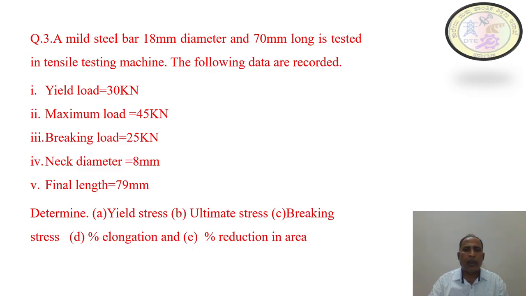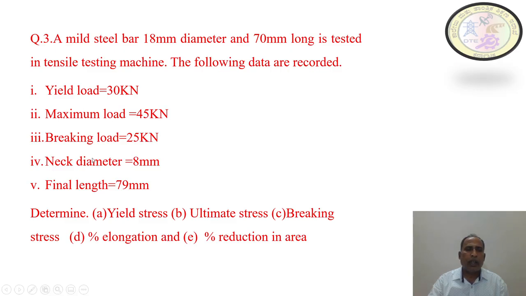Determine yield stress, ultimate stress, breaking stress, percentage elongation and percentage reduction in area. Note down the problem, read the problem carefully and note down the given data clearly. Here, by using the yield load we can calculate the yield stress. By using the maximum load, we can calculate the maximum stress or the ultimate stress. By using the breaking load, we can calculate the breaking stress or the stress at the breaking point.